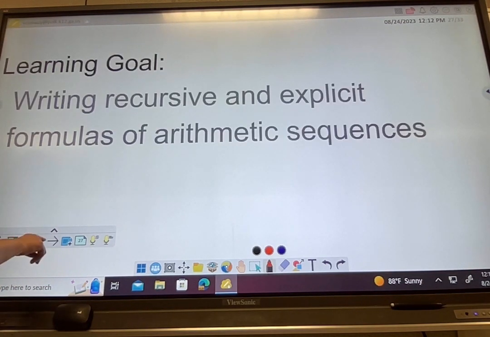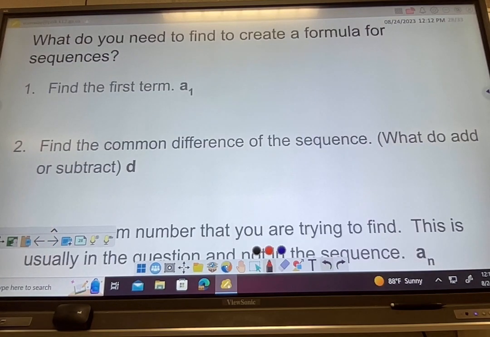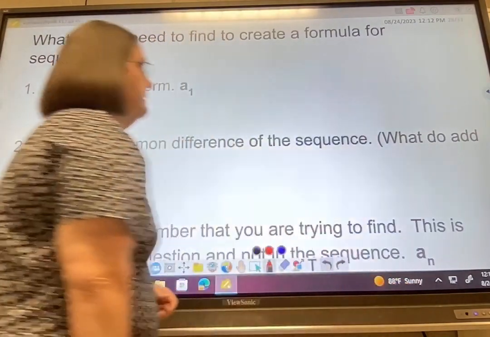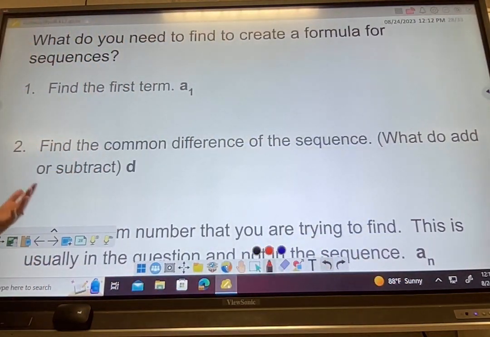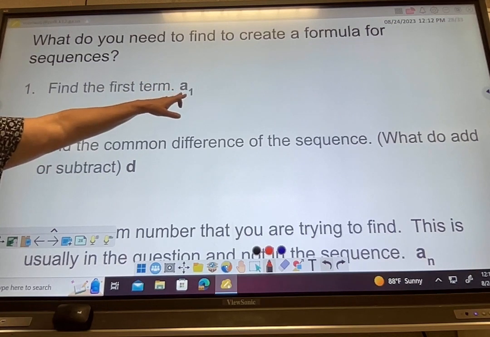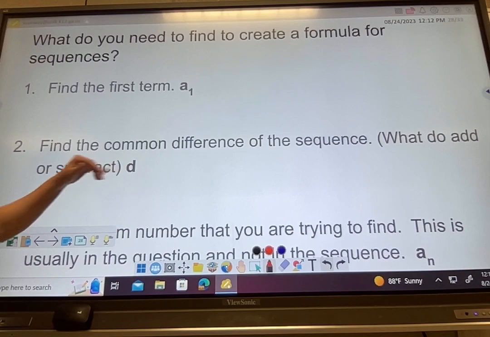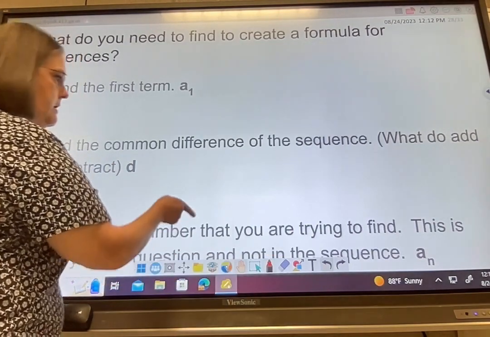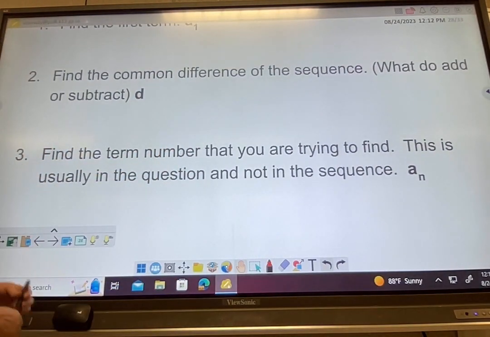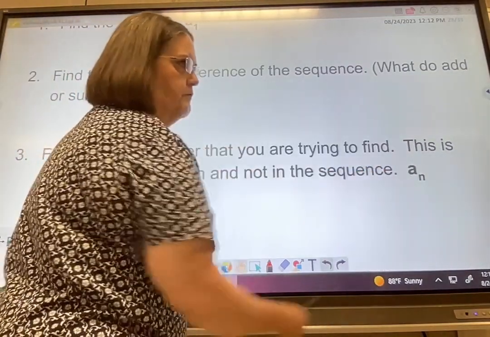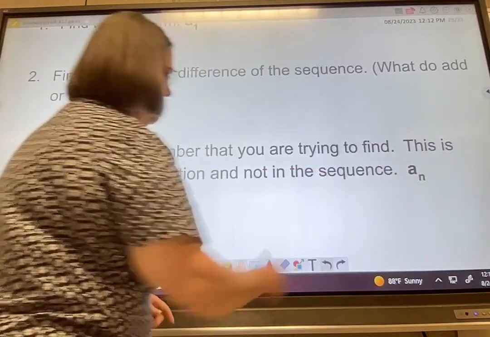Okay, I wrote our learning goal earlier. I'm just going to go on past that. This is what you need to create a formula for an arithmetic sequence. You need the first term, which is A1. You need to find the common difference, and that's what you're adding or subtracting. That is your d. And then you're going to find the term number that you're trying to find. This is usually in the question and not in the sequence. It's a sub n, so whatever term number I'm looking for. If I'm looking for the 10th term, it would be a sub 10.